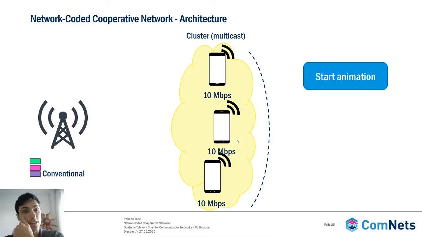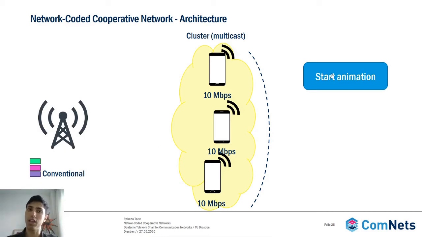Then we have the second approach. In the second approach, we cluster the users, and we are going to have an antenna here, a Wi-Fi antenna, a Wi-Fi access point, and we are going to share the information. Okay. So I will first start the animation once, so you can see it.